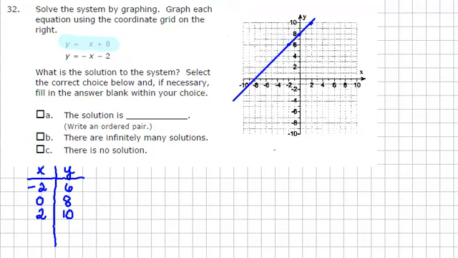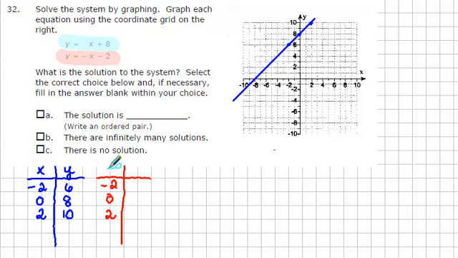Let's go ahead and sketch a graph of the second line. The second line is y is equal to -x minus 2. So again, one strategy would be to make a table of values for the second line. We use the same values of x, -2, 0, and 2.